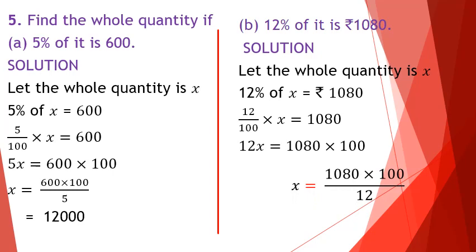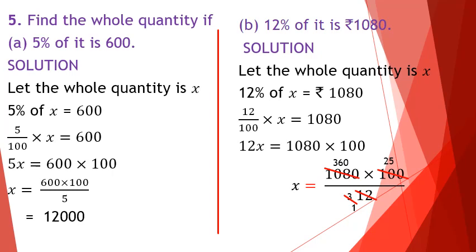Therefore x equals 1080 multiplied by 100 upon 12. Now you can cancel 12 and 100. Both you can divide by 4. You will get 25 and 3. Now again 3 is cancelled with 3, so you will get 1 in the denominator. Similarly 1080 can be divided by 3, which will give 360.